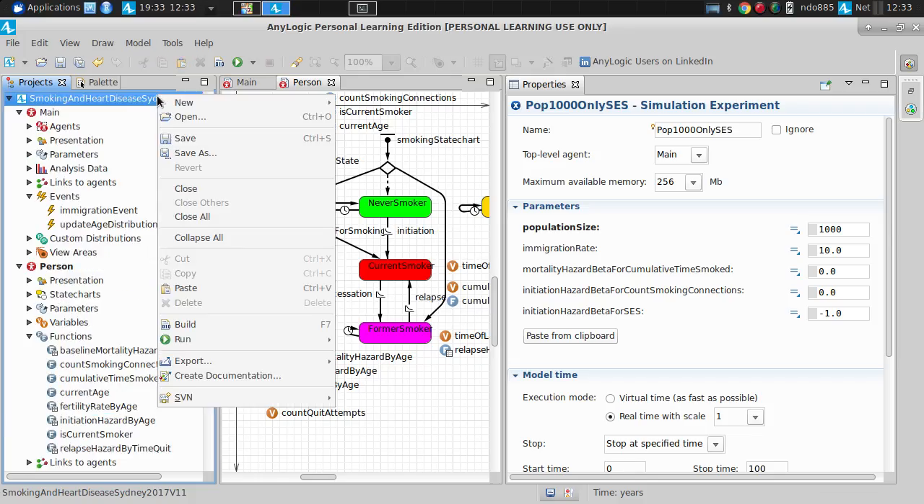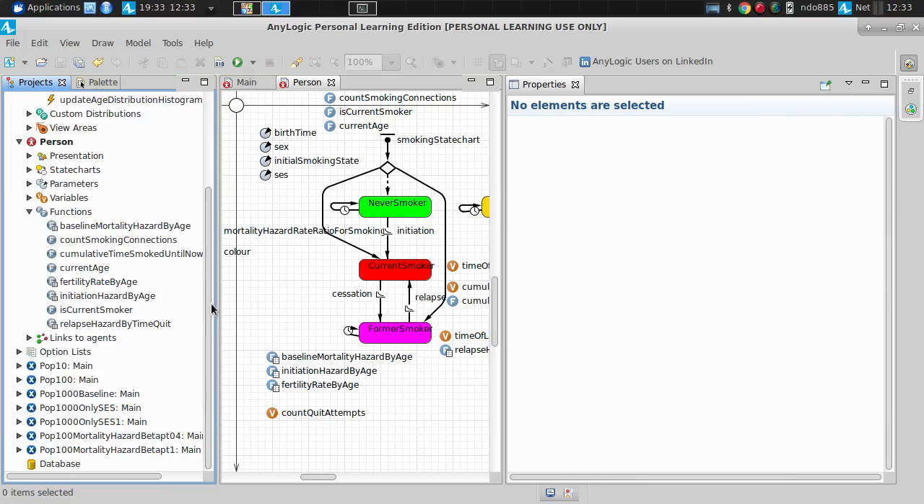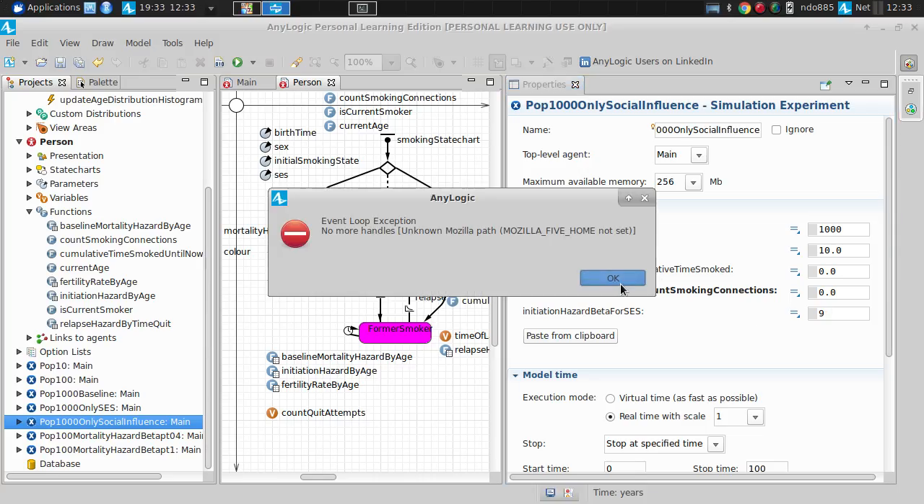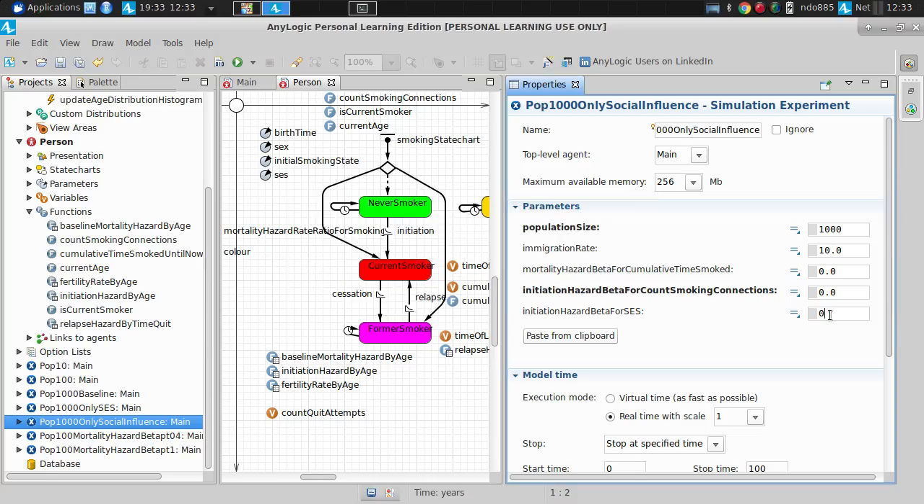Then I could copy that and paste it, and have another controlled computational experiment, which says population 1,000, only social influence. No effect, ladies and gentlemen, of SES. Okay, I've got to be careful.